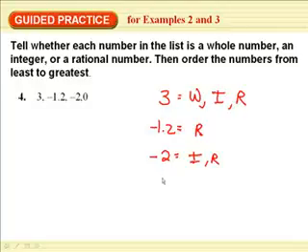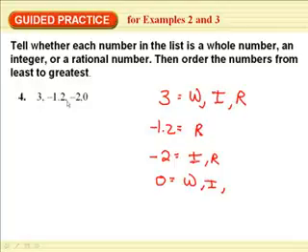Then the last one is 0. 0 is a whole number. It's actually the first whole number. 0 is an integer, and 0 over 0, I don't think it's rational. I don't think you can write 0 as a fraction. Let's see what they say. Oh, now we got to put them in order from least to greatest.